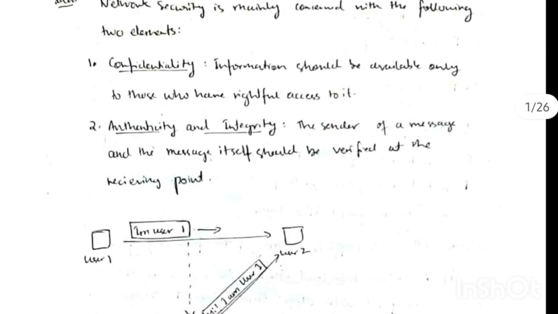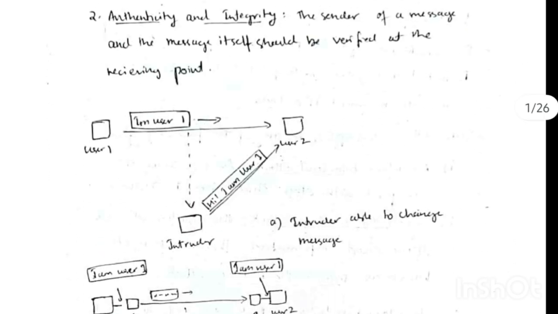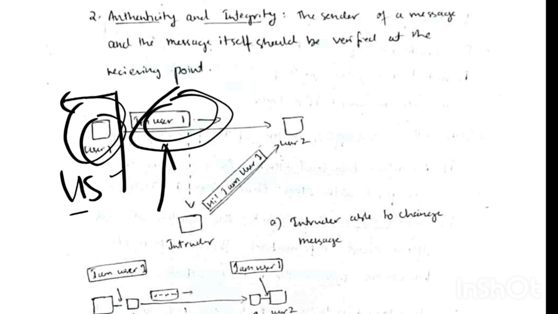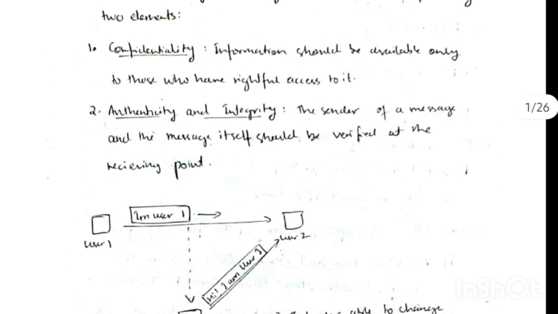And the second is authentication. Authentication means even if the message is secure, how am I sure that user 1 is the one sending it? It can be that user 3 or user 4 also can send it. The message is secure, but how can I know that this is user 1 only? For that we use authentication techniques, like the SHA algorithm and firewalls. So that was about the two elements of network security.